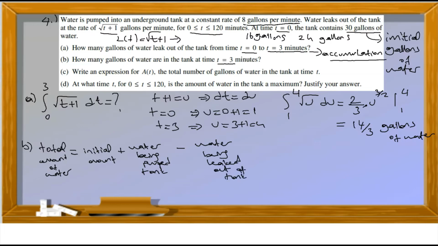Once we set this up like this, you're going to understand much better. We know that the initial amount of water is given in the original problem. It says 30 gallons, so 30, plus water being pumped into the tank at a constant rate of 8 gallons per minute. At the end of 3 minutes there's going to be 24 gallons, as you can see, plus 24. And in part A we just found that the total amount of water leaked out of the tank is 14 over 3, as you can remember. So minus 14 over 3. This result is going to be equal to 148 over 3.